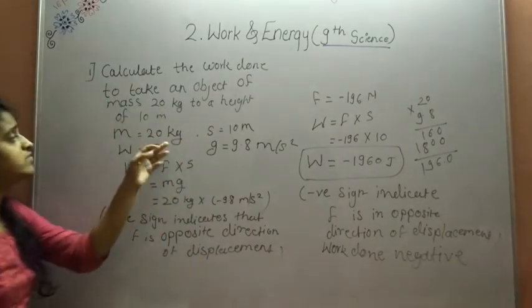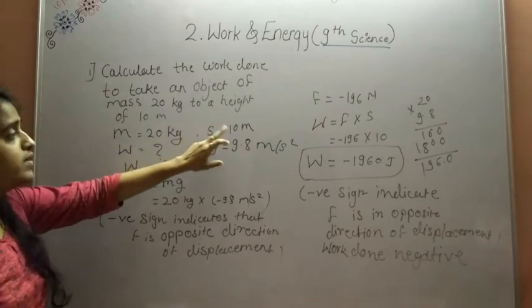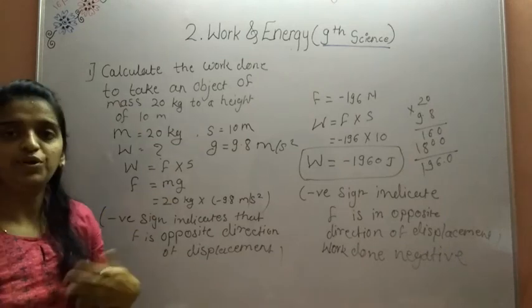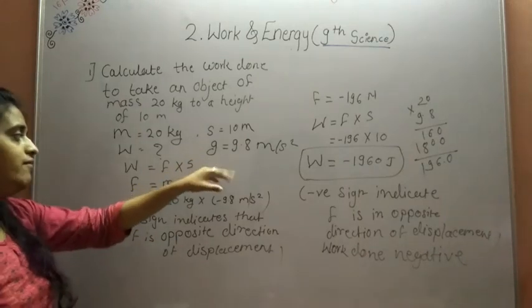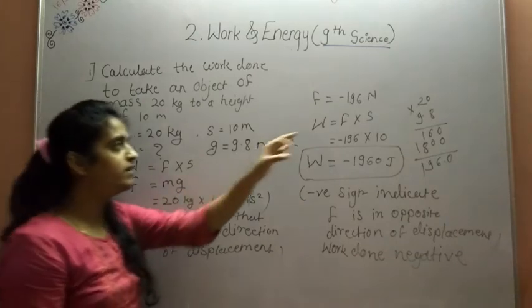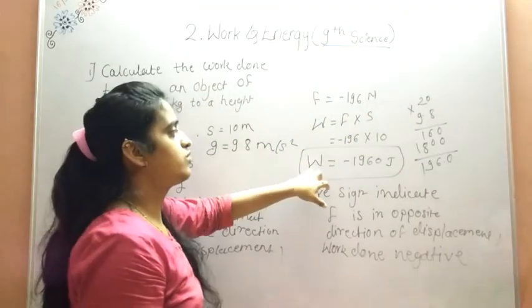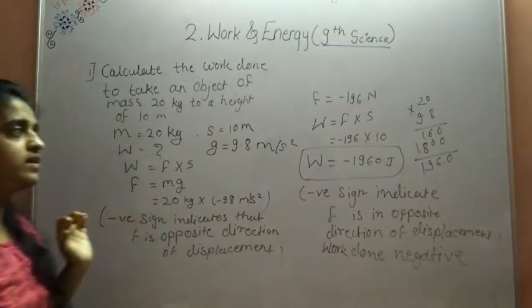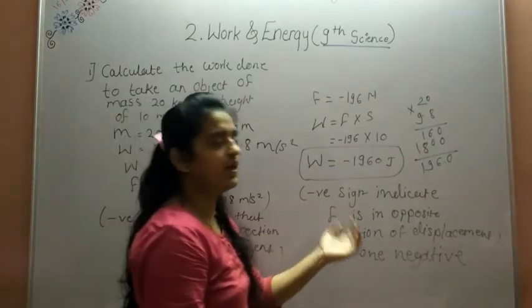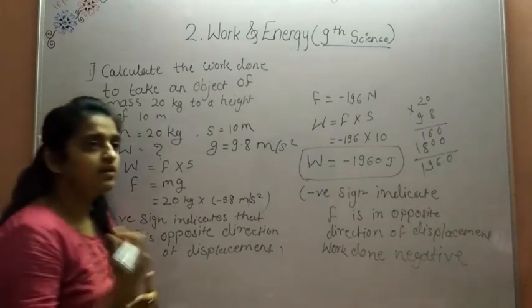So first we are given the mass, 20 kilogram, and we calculate work done, and height means displacement, 10 meter. First we find out the force. Force is equal to m into a. Acceleration is replaced by gravity, which is in the opposite direction, so it is indicated by a minus sign. So 20 into minus 9.8 gives 196. We put this value in and calculate the work done. So work done is equal to minus 1960, and the unit of work done is joule. So the negative sign indicates the force is in the opposite direction of displacement, and the work done is in the negative direction.